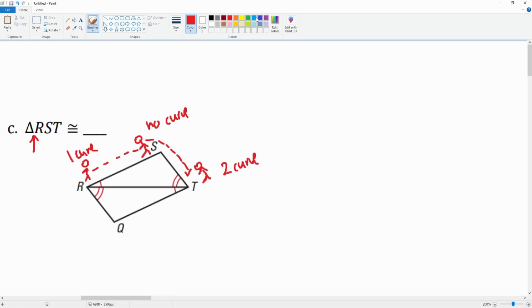So that means we have to start the same way. We have to start at the 1 curve. So that's angle T. We move to the one with no curves, right? That means that, you know, they had the red curve line. So that's Q. Then we end lastly at the 2 curve line, which is angle R. Okay, so there you go. We can say triangle RST is congruent to triangle TQR.